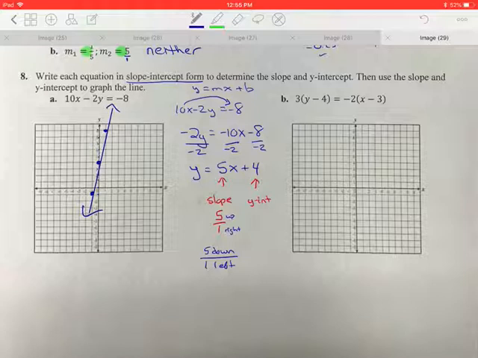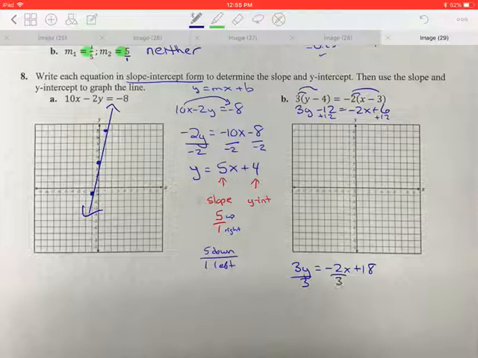If I do the same thing for B, that's going to be 3y minus 12 equals negative 2x plus 6. Remember, I want y by itself, so I'm going to add 12 to both sides. I end up with 3y equals negative 2x plus 18. I'm going to divide everything by 3, and I get y equals negative 2/3 x plus 6.